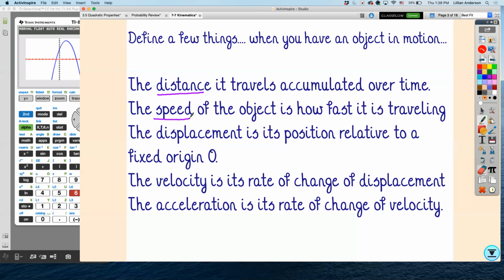The displacement of an object is its position relative to a fixed origin O. So it has its initial starting point, and the displacement is where it is at different points in time along its path. The velocity is its rate of change of displacement. Now you've heard this combination of words before. What does rate of change mean? Yes, velocity is the derivative of displacement. And acceleration is the rate of change of velocity, or in other words, it is the second derivative of displacement, but it is the first derivative of velocity. Just a few terms there to define, okay?